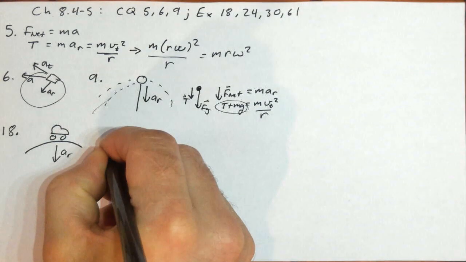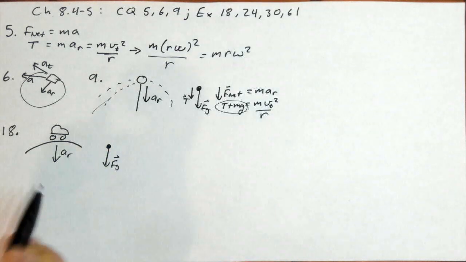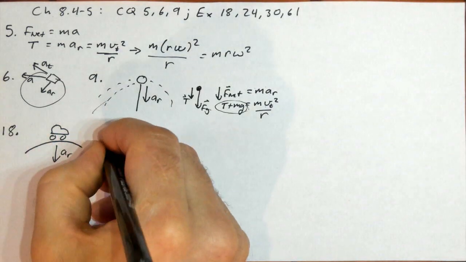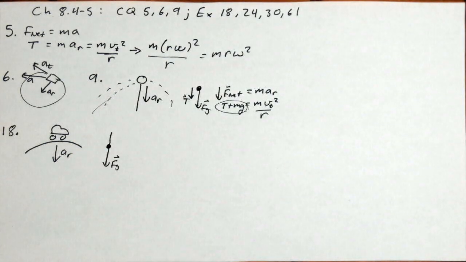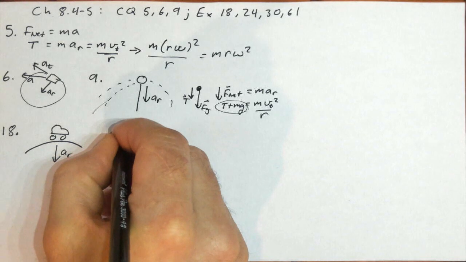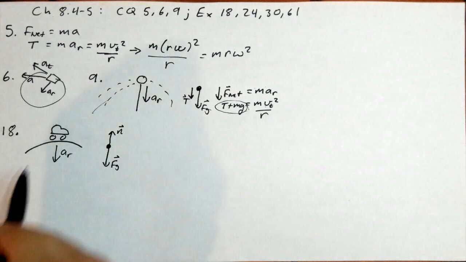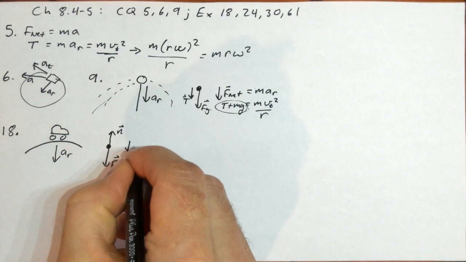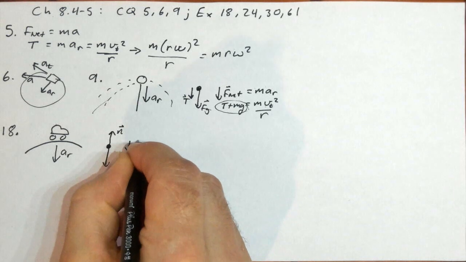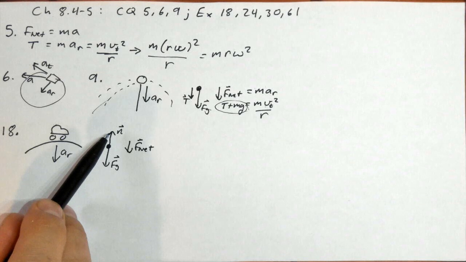Its free body diagram looks similar. It's got a downward force of gravity, but it's got a normal force pushing up. How big is that normal force? How long do I draw that? It should be shorter than the force of gravity, because the acceleration is pointing down, which means the net force must be pointing down. And therefore, the force of gravity must be bigger than the normal force.